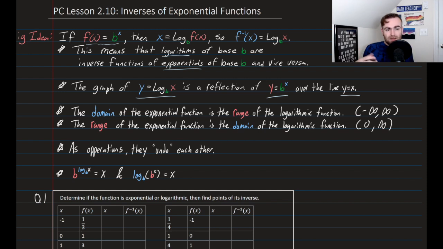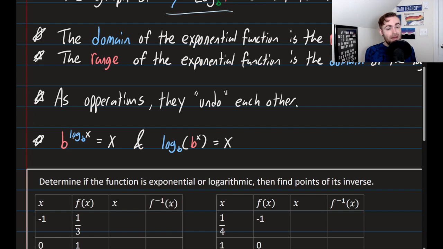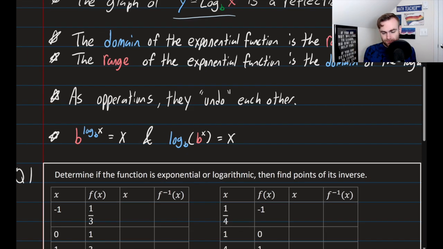And yes, we've been talking about functions, but it's important to remember that logarithms can also be used as operators, and exponents are also used as operators. Those operators, if you will, undo each other if the bases are the same. So b to the power of log base b of x is x. Those would cancel each other out, the b and the log. In addition, log base b of b to the power of x is x as well, because those operations undo each other.